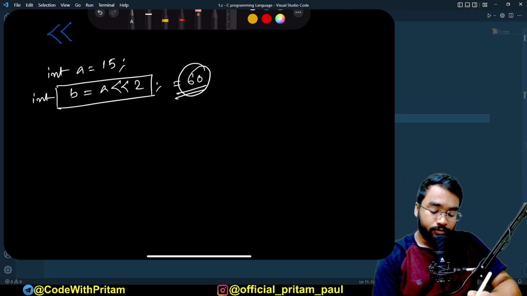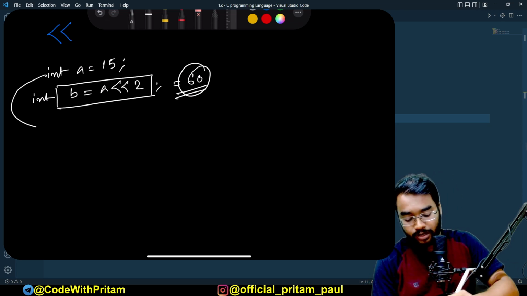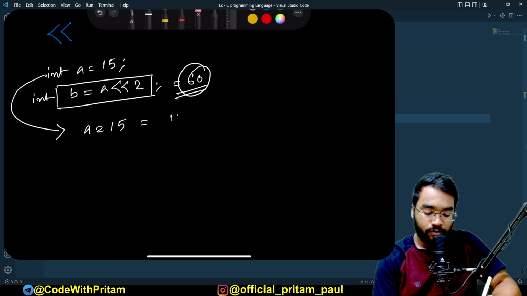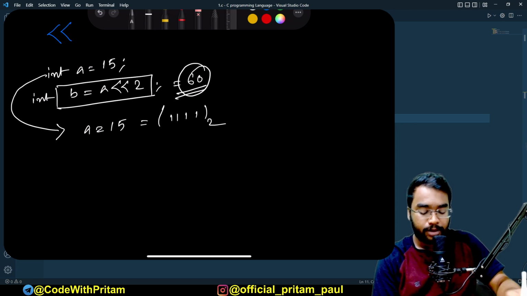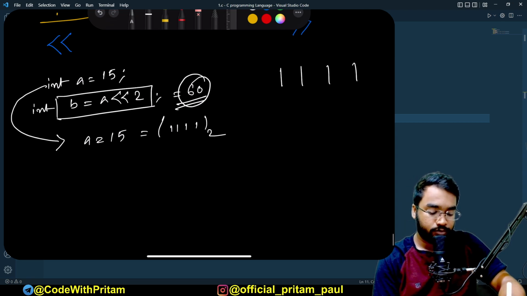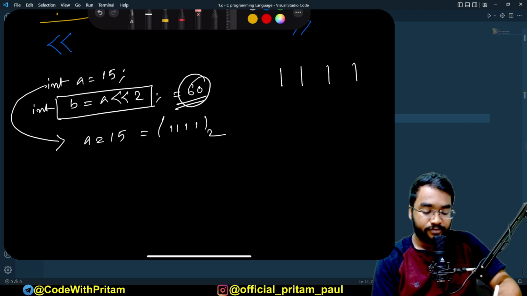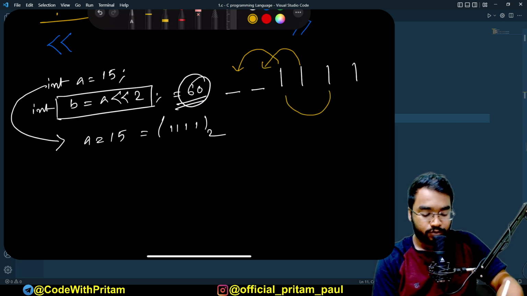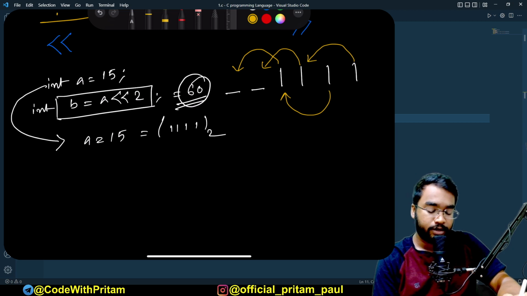Okay, so for this we need to convert it into binary. So a equal to 15, which means 1111 in binary. Now let's write it here, 1111. Left shift means every bit would be shifted into the left direction. That means this one would be shifted to here, this one would be shifted to here, this one would be shifted to here, and this one would be shifted to here.